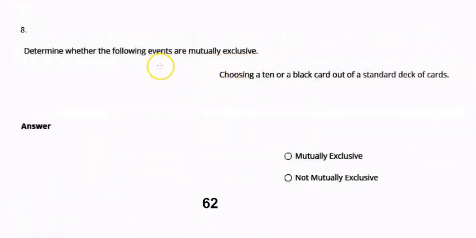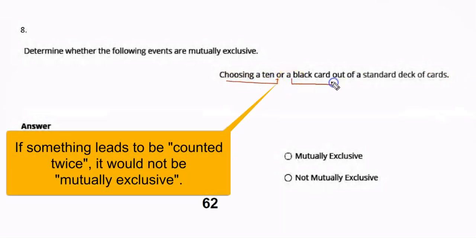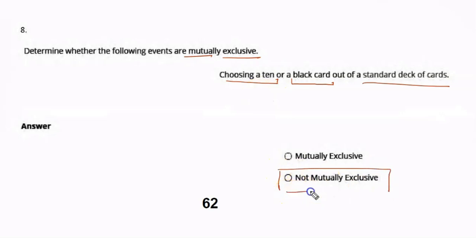Now, dealing with a deck of cards, and again, in the Flip Classroom video, we go over that in some detail. We want to know if these events, choosing a 10 or a black card out of a standard deck of cards, are mutually exclusive events. Well, what do you think? They are not mutually exclusive because there are some 10s that are black cards.